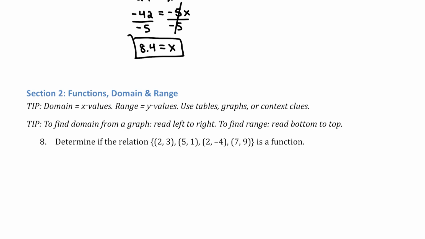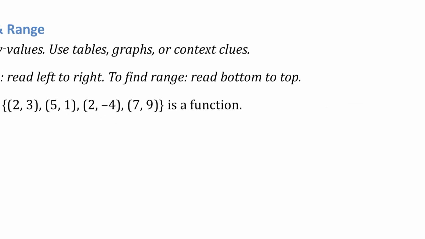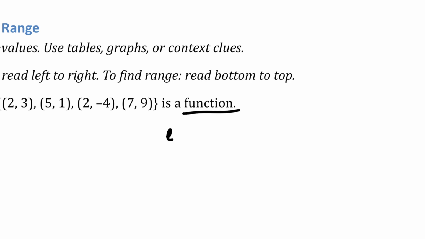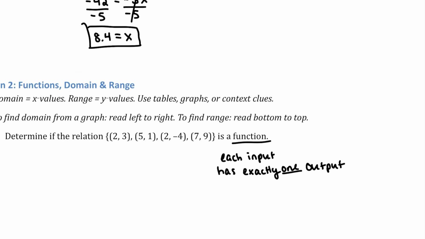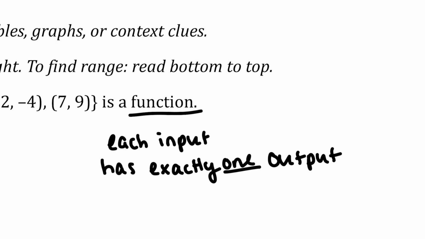So number 8 is determine if the relation, and it has a set of coordinates, is a function. So a function is something where each input has exactly one output. What this means is for every input value we have, which input is our x values and output is y, every single x value has to have exactly one output value.